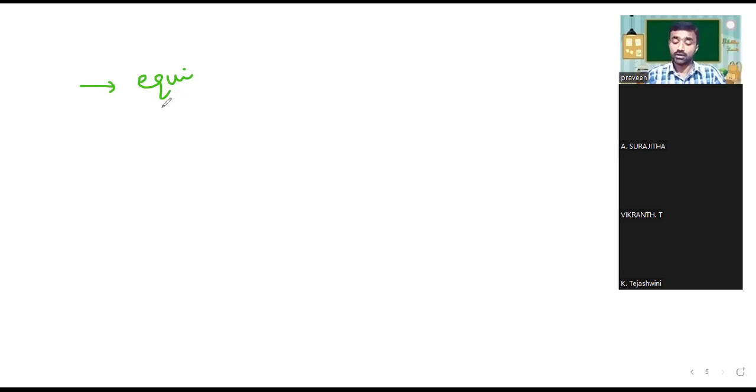If two or more resistors are connected in a series combination, the equivalent resistance, or effective resistance as we can also call it, what will it be? Can anybody answer me? Give me the formula.